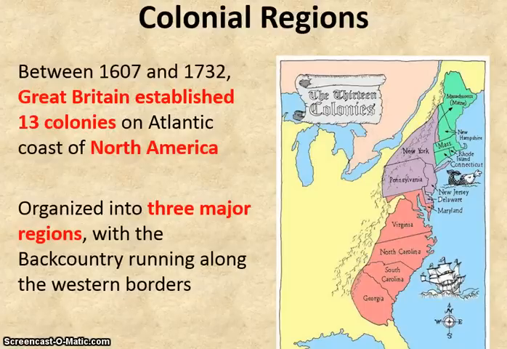So between 1607 and 1732, remember 1607 is the founding of Virginia and Jamestown, and 1732 the founding of Georgia, Great Britain established 13 colonies on the Atlantic coast of North America. And these are organized into three major regions, with the Backcountry, which we will talk about later on, and we're talking by this area here, running along the western borders.